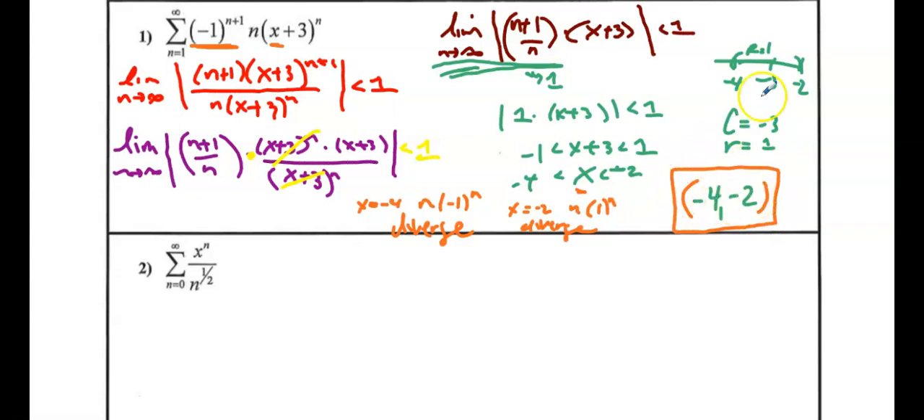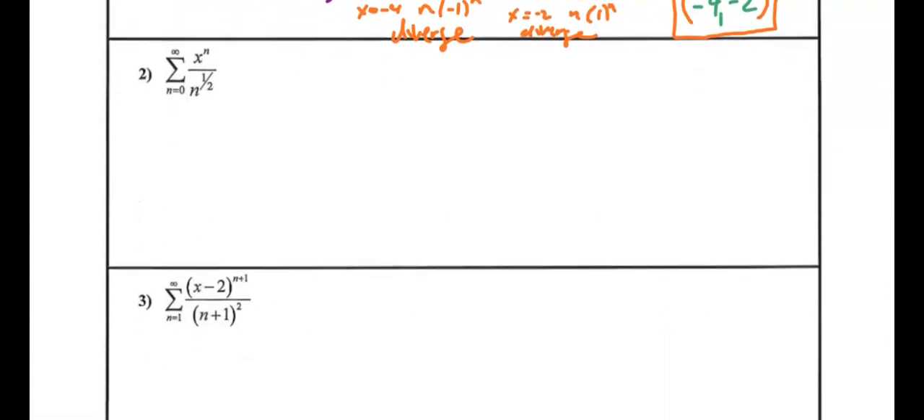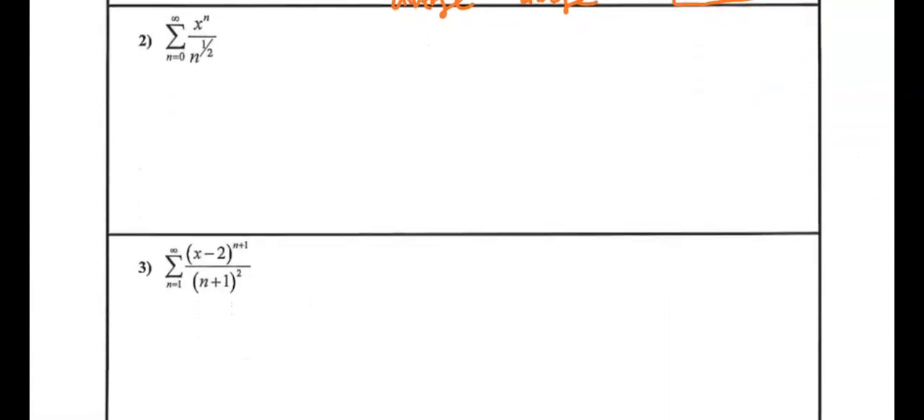Okay? So let's continue on with our second example and see what we can do with that. One of the things I encourage you to do is pause the video and see if you can try it on your own before I do it, but let's see what we can do for this problem now.